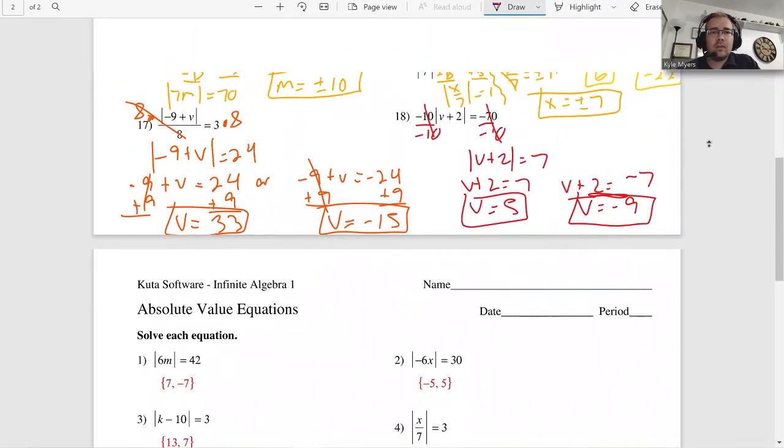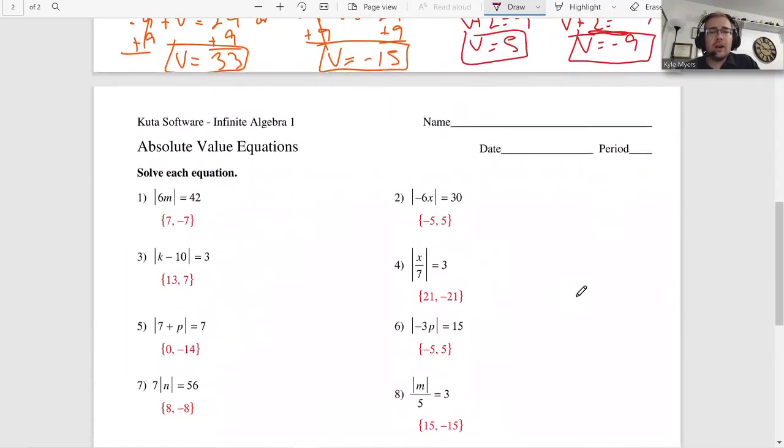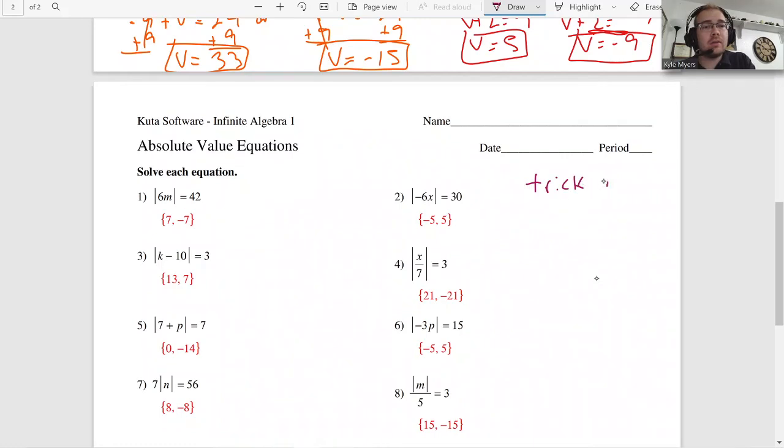And there you go. So the other thing that could happen, and this is a trick question. The trick question would be, what if the absolute value of, let's say, 3x was equal to negative 21? Okay, so this is a trick question because it looks like I can just solve this, right? So don't try to solve. Don't solve.